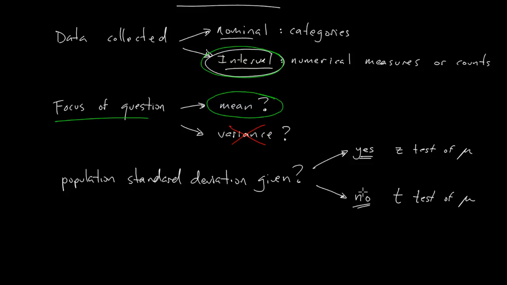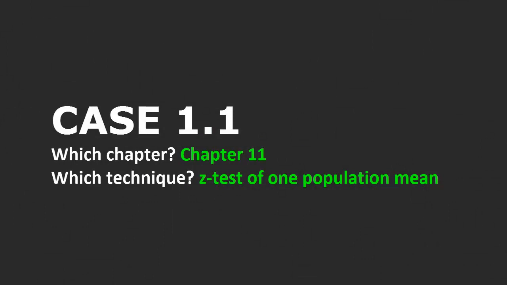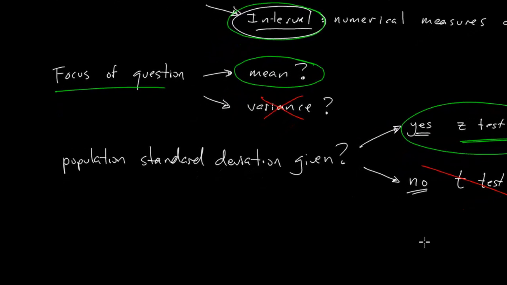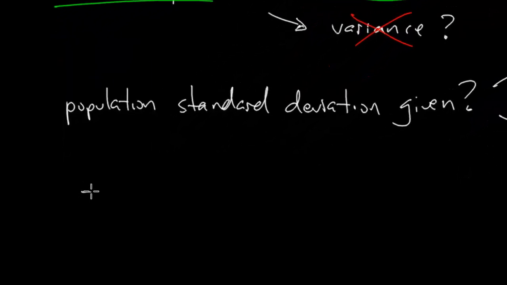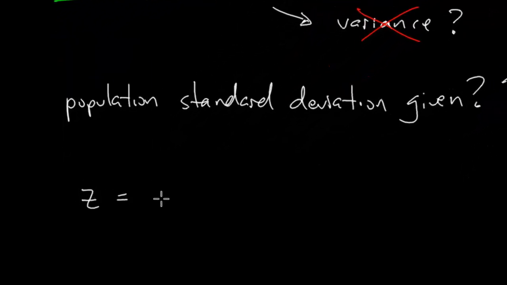But that's not going to be the case. Instead, we were given the standard deviation of the population, and it's very important that it's the population standard deviation. So the z-test of one population mean is my choice. So that's how I'm going to solve this question. What does that z-test look like? Well, here's the basic formula.